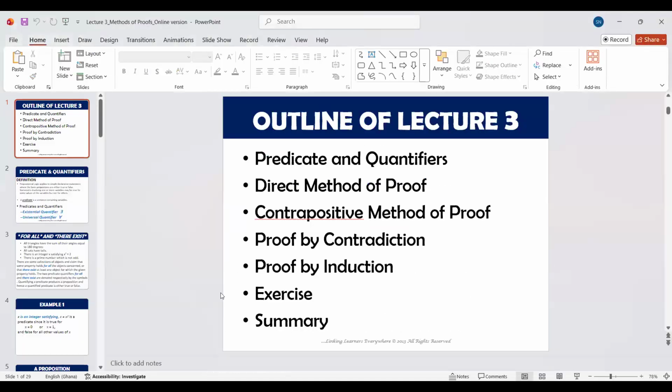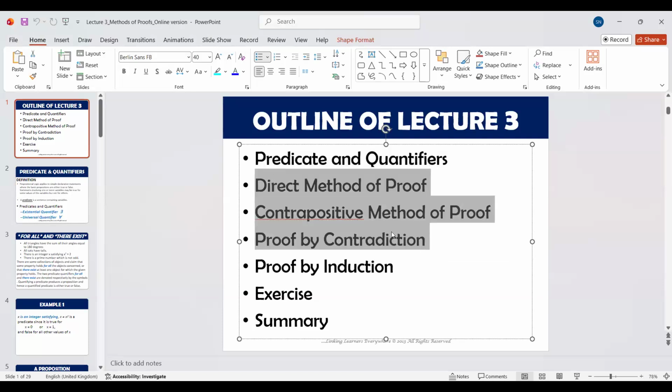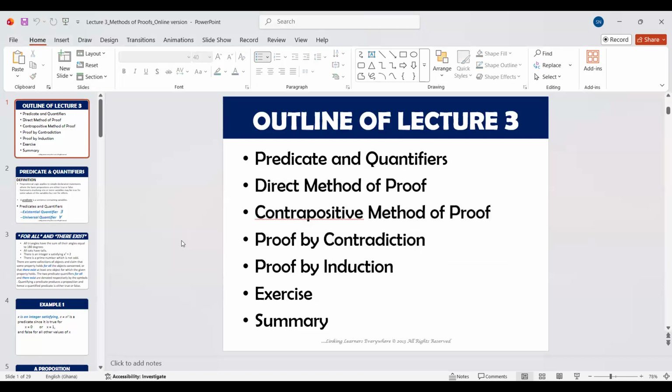Okay, so you should have on your screen the PowerPoint. So there's the outline. Last semester, we looked at induction, so we are not going to look at that this time around, but we'll look at predicate statements, the first part. And then the second part, we'll look at the methods of proof: direct, indirect, and then contradictory. And we'll take one or two examples from there.